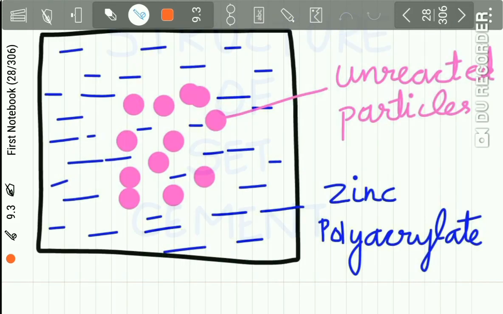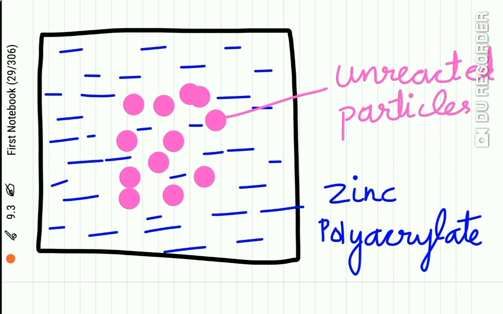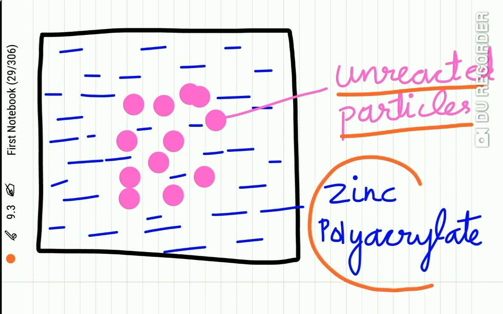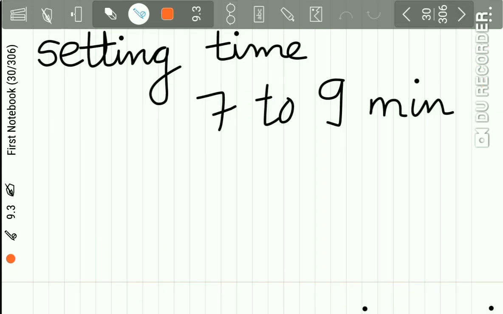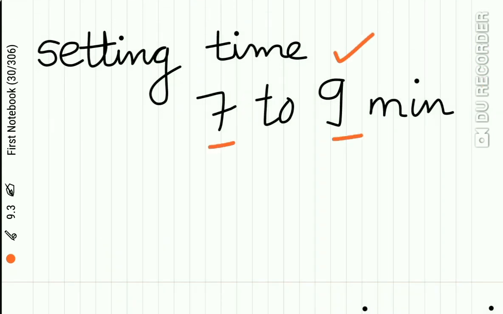Now, what is the structure of the set cement? The set polycarboxylate cement consists of unreacted powder particles in an amorphous gel of zinc polyacrylate. The setting time is about 7 to 9 minutes.